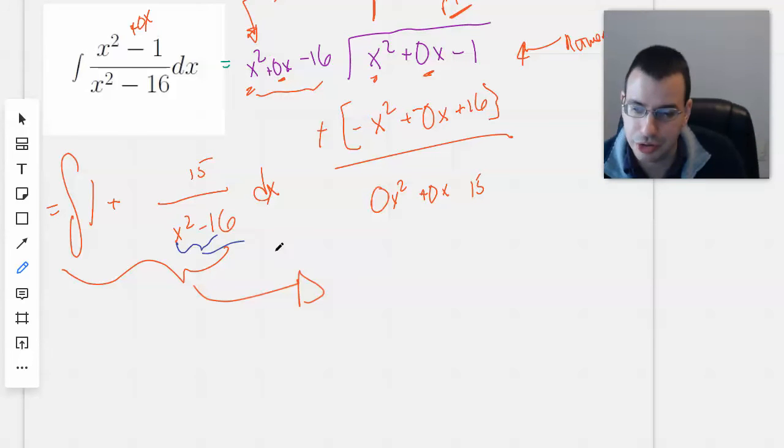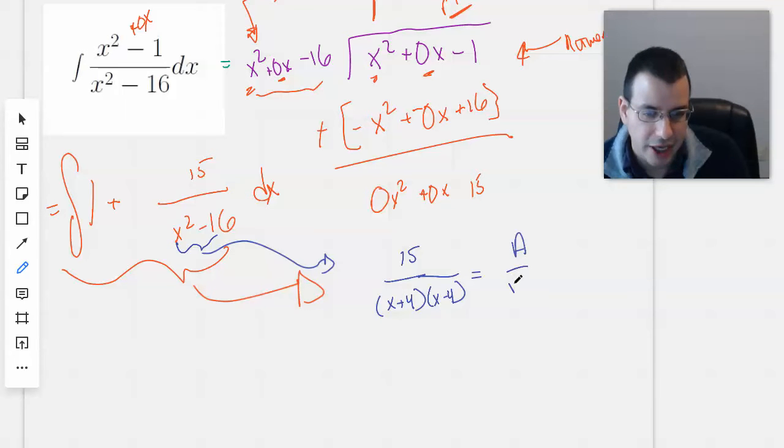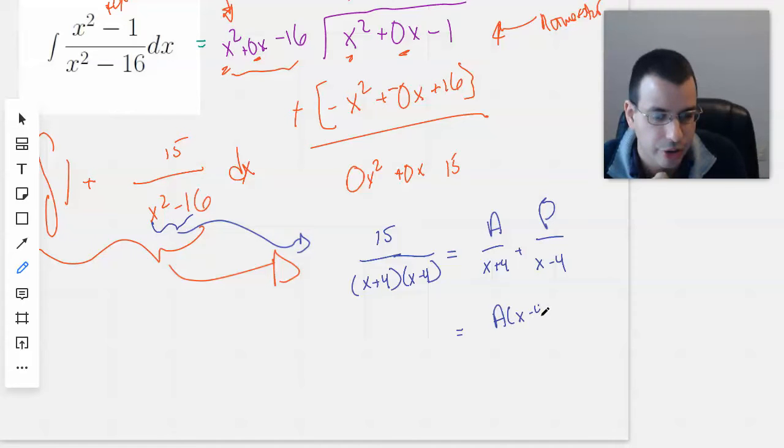Actually, I'm just going to look at this portion right here. So we have 15 over x plus 4, x minus 4. And if you multiply these out, you'd see they get x squared minus 16. And this is a over x plus 4 plus b over x minus 4. Combining those together, we have a times x minus 4 plus b times x plus 4. Okay, seems reasonable.